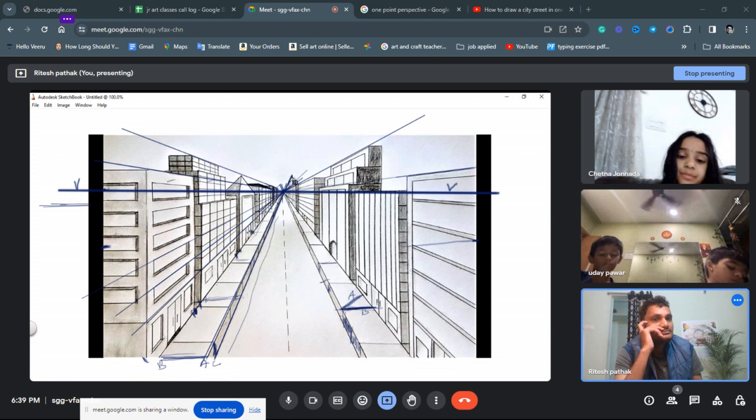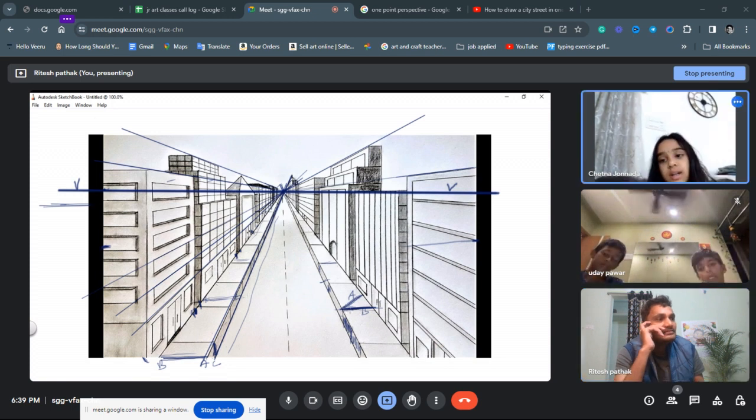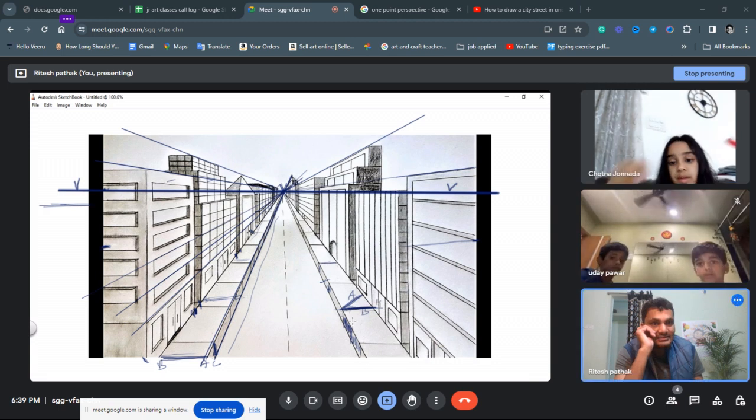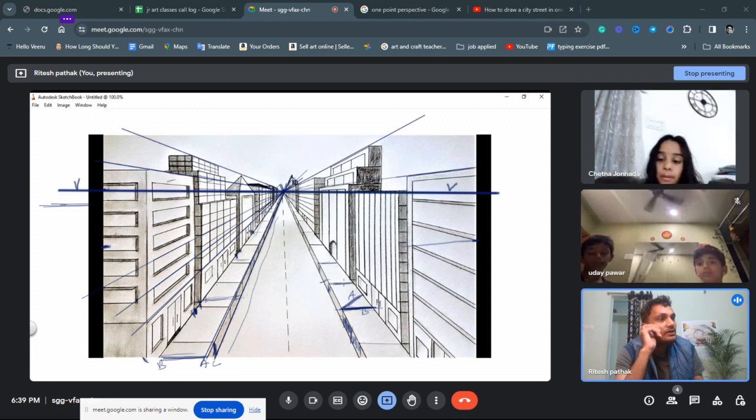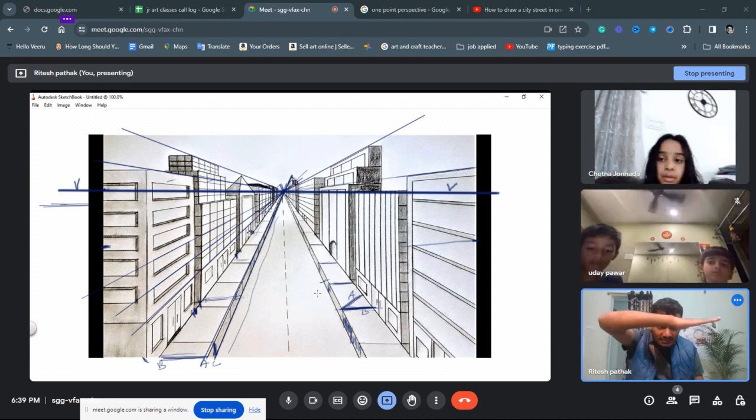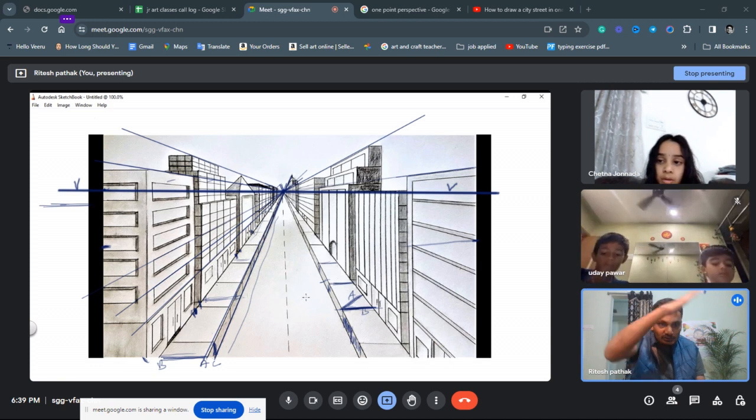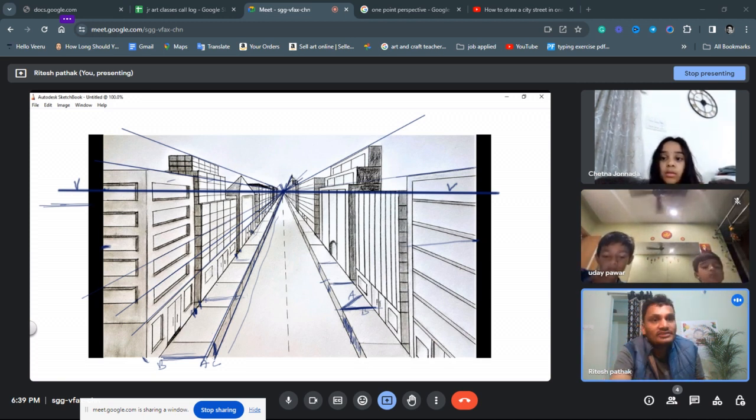Sir, which one is realism? B is the correct one. B is correct, right? Yes. See, all the lines are following B only. Can you see? All the lines are going like this, not like this. If it is like this, people will walk on this, they will fall, right? It is slanting. And what did you do in your drawing?